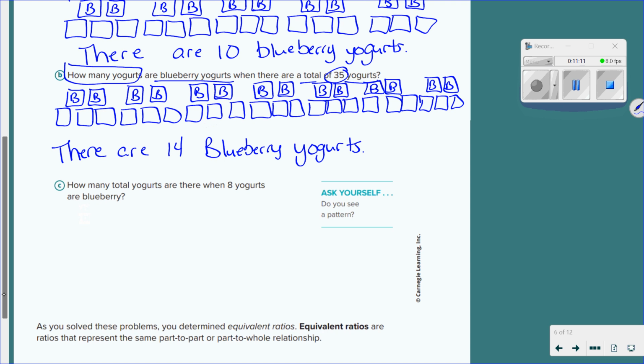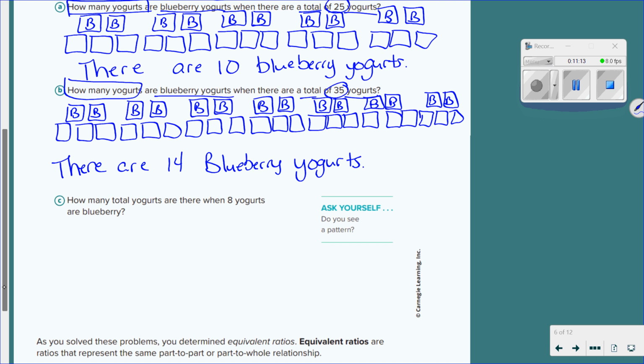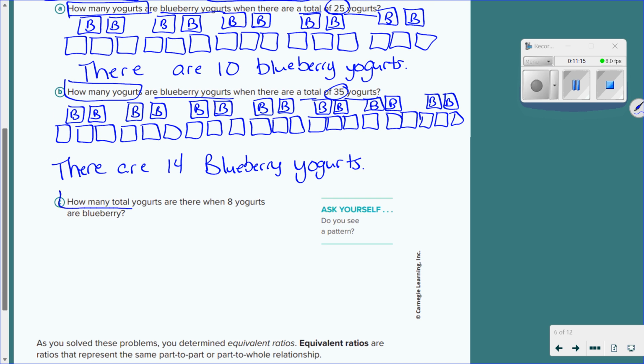How many total yogurts are there when there are 8 yogurts that are blueberry? So how many total yogurts when there are 8 blueberries? So I'm just going to use the one I did up here. 1, 2, 3, 4, 5, 6, 7, 8, and I'm going to draw my line. How many total yogurts do I have on this side? 20 total yogurts.